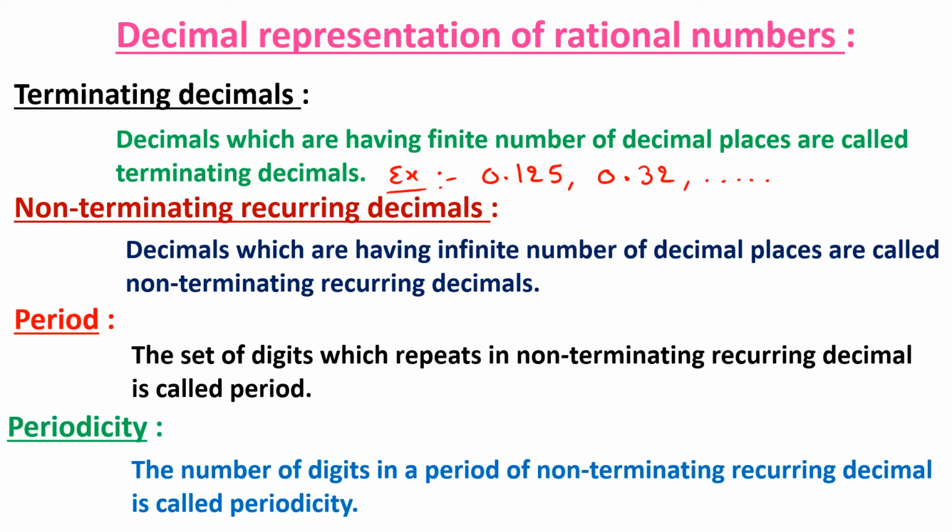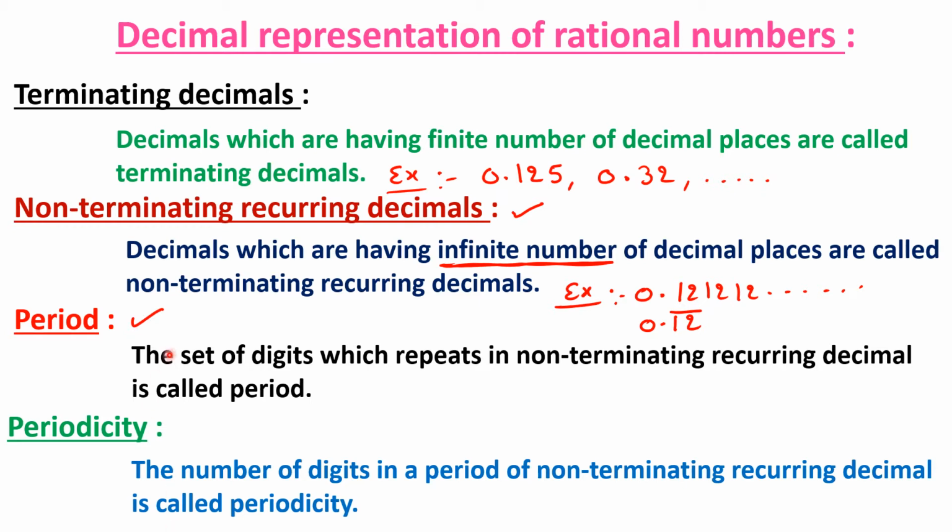Understand? So let us see non-terminating recurring decimals, which have an infinite number of decimal places. Let us see an example. Look at that, 0.121212 and so on. We can write this as 0.12 bar, like this. This type of example is called a non-terminating recurring decimal, which has an infinite number of decimal places. Okay, now let us see the period.